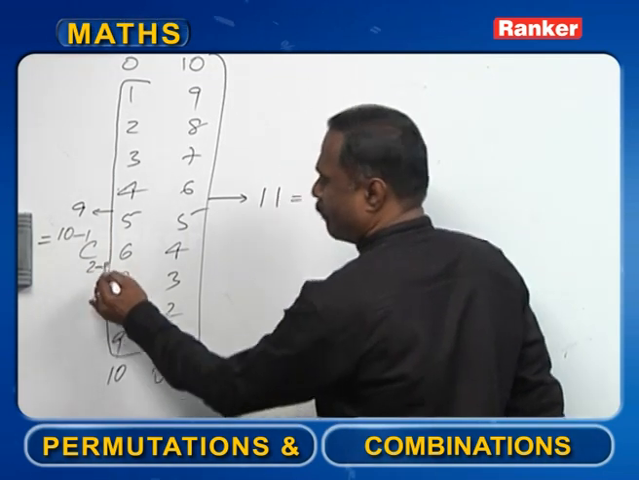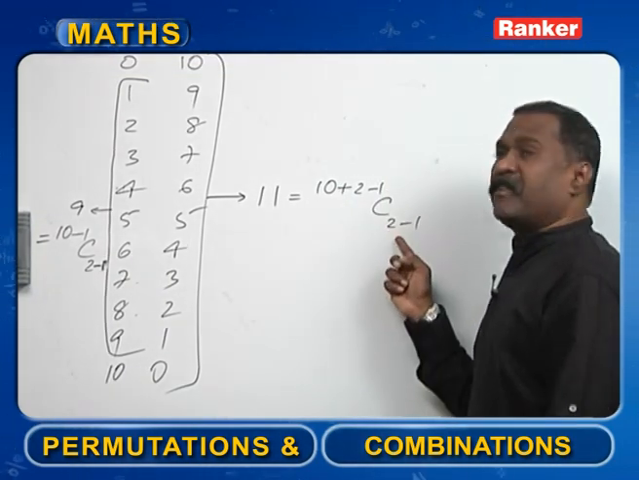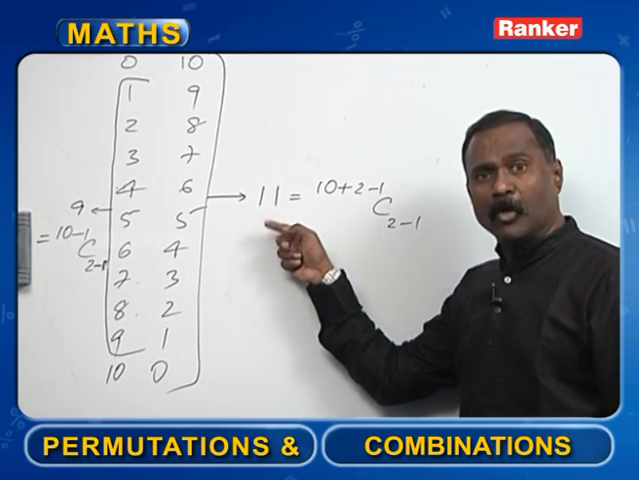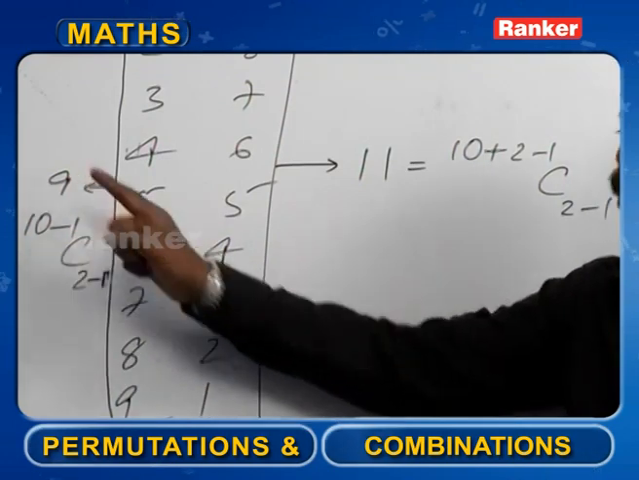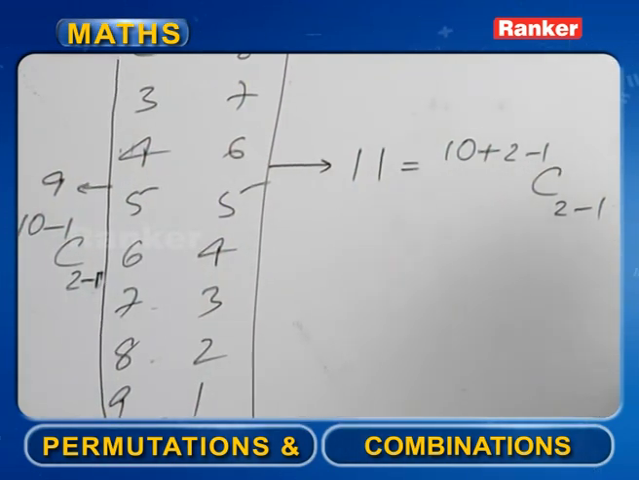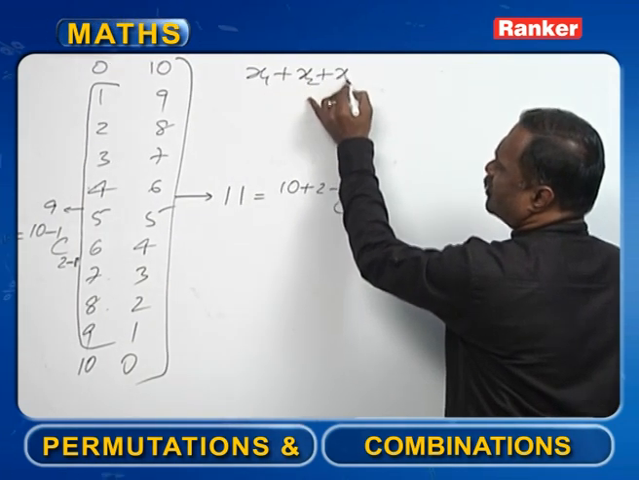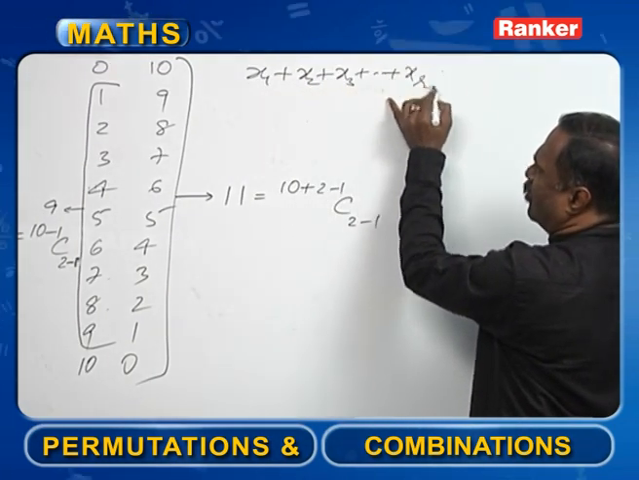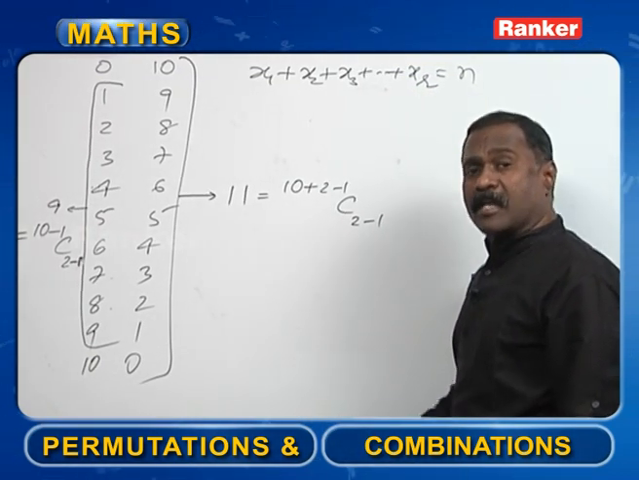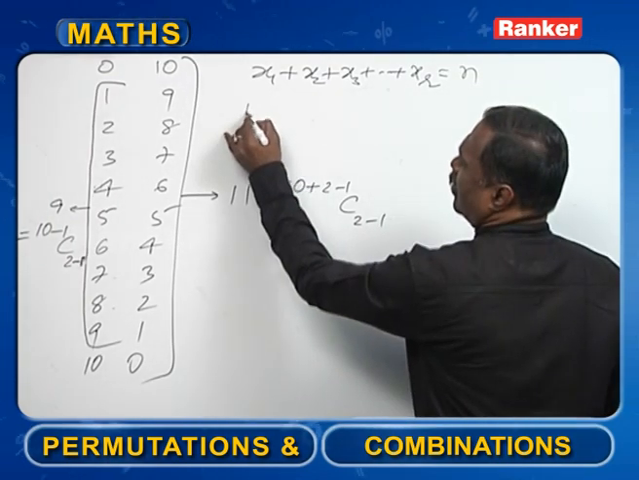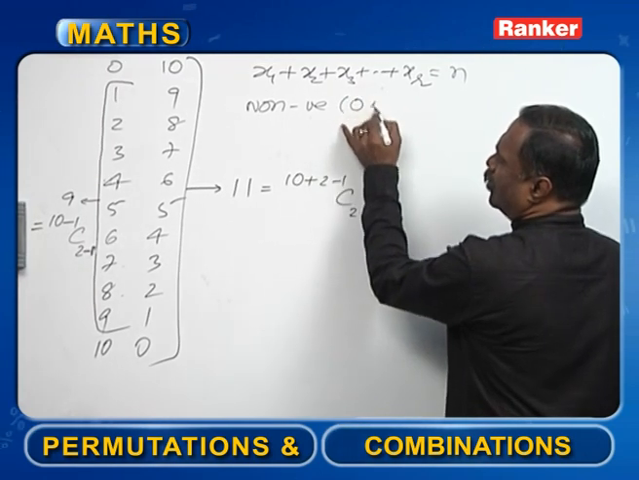Understand it carefully. This is 12 minus 1, 11. 11 C1 is nothing but 11 only. And here 10 minus 1, 9 C1 is nothing but 9 only. Do you understand? So if I give you a general equation like this, x1 plus x2 plus x3 plus so on plus xr is equal to n, you need the number of non-negative integral solutions. Non-negative means 0 included.